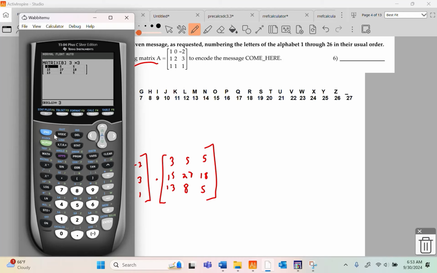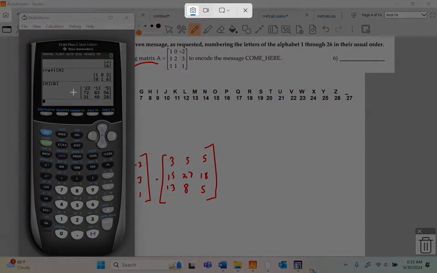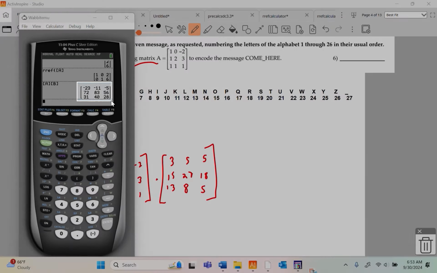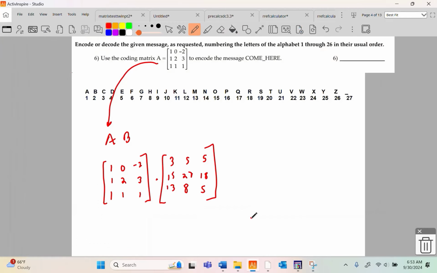Anyways, there's the layout. Matrix A, matrix B, and there's my encoding. That is the encoded result. Just a rudimentary thing we can do with matrices. One of them is we can encrypt communications.